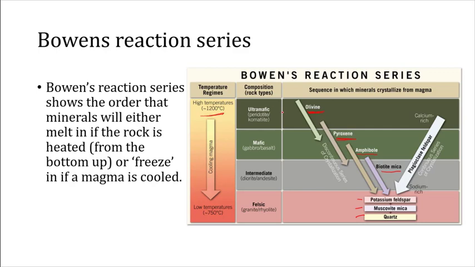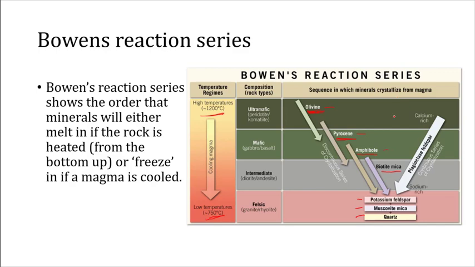So, high temperature: this olivine is going to come out at about 1200 degrees Celsius. This quartz is going to come out at about 750 degrees Celsius. But I'm not as concerned with the temperatures as I am with the idea that if I have a liquid magma and it's cooling, the olivine is going to cool out first, followed by the pyroxene, followed by the amphibole, followed by the biotite mica, then potassium feldspar, muscovite mica, and quartz.